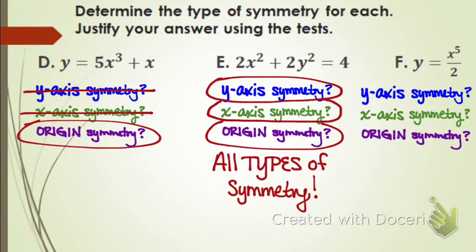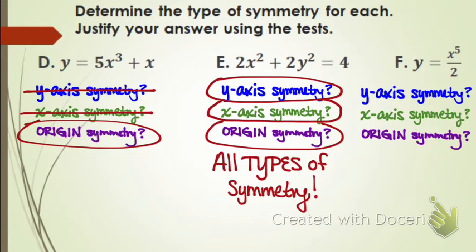It's not a function, but it does have y-axis symmetry. If it is centered at the origin and I fold it on the y-axis, it would match up with itself. If I fold it on the x-axis, it would match up with itself. If I put a push pin down on the origin and I give it a 180-degree spin, it would match up with itself. That's why we have all three types of symmetry here. Not necessarily, but circles have all three types.